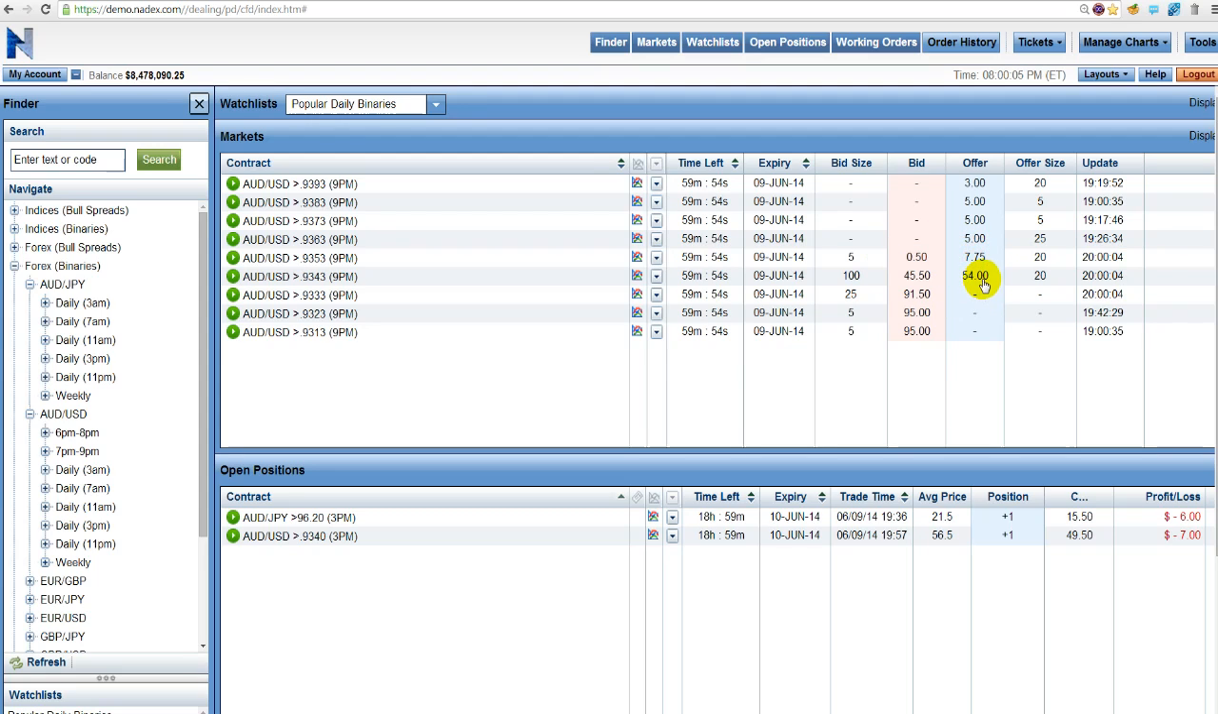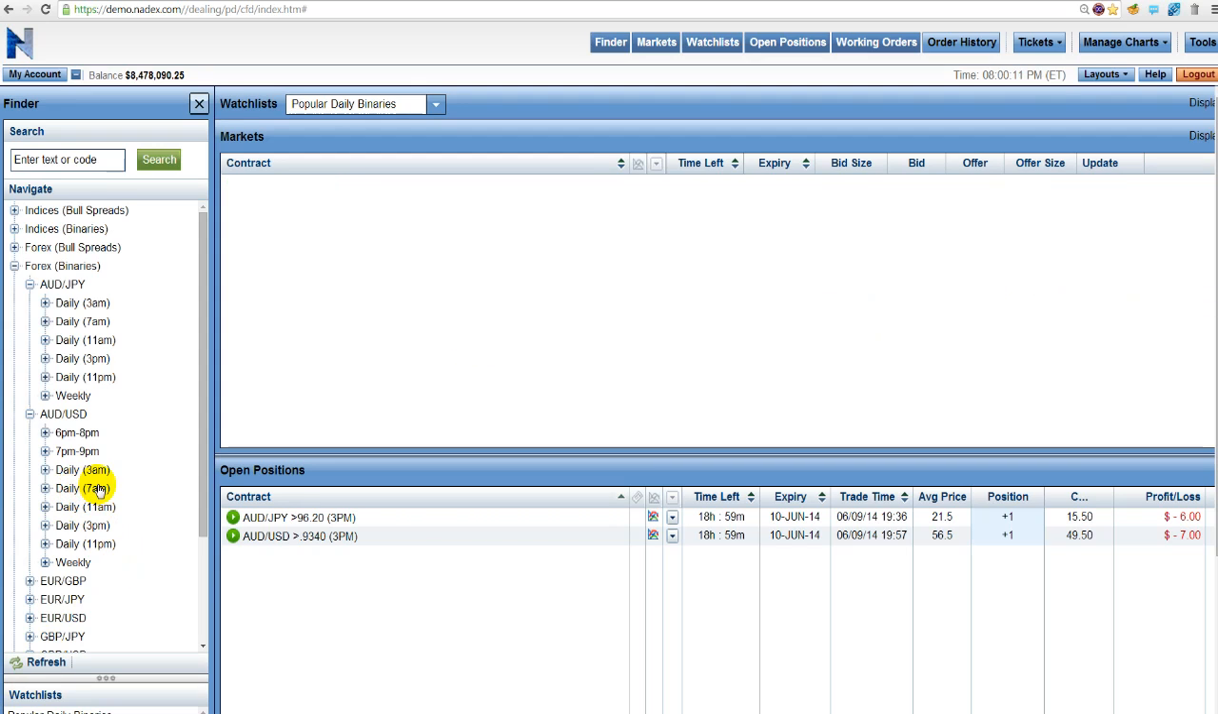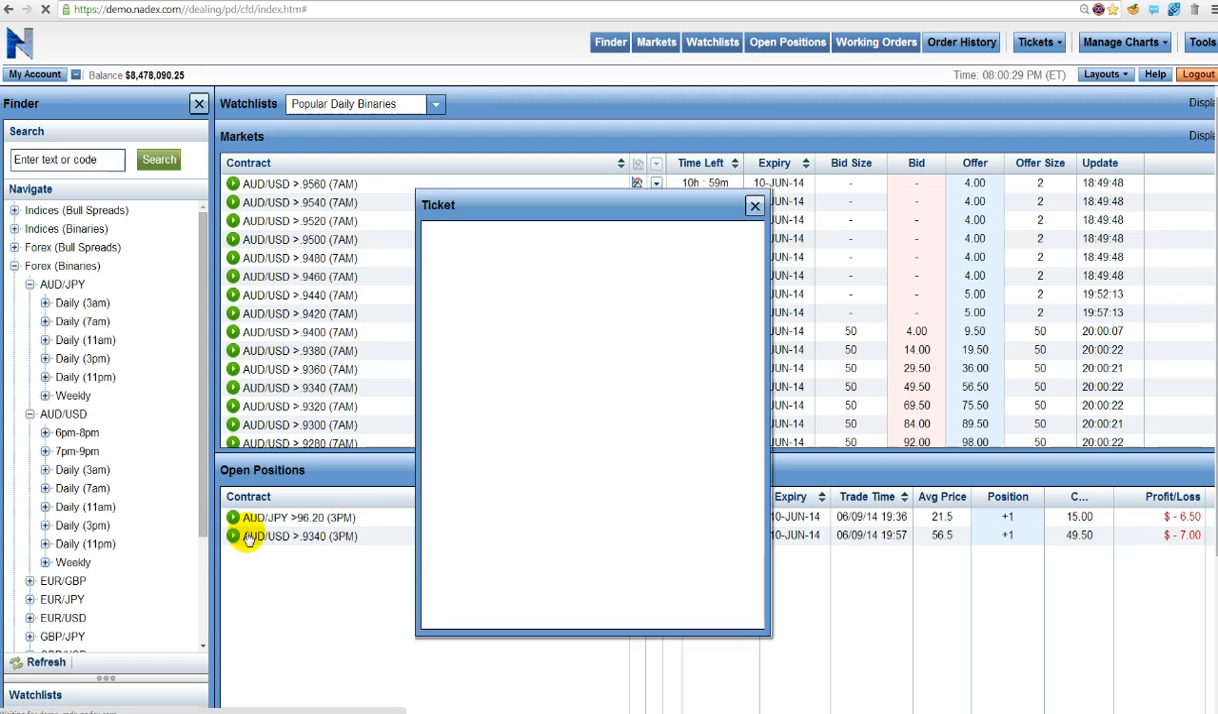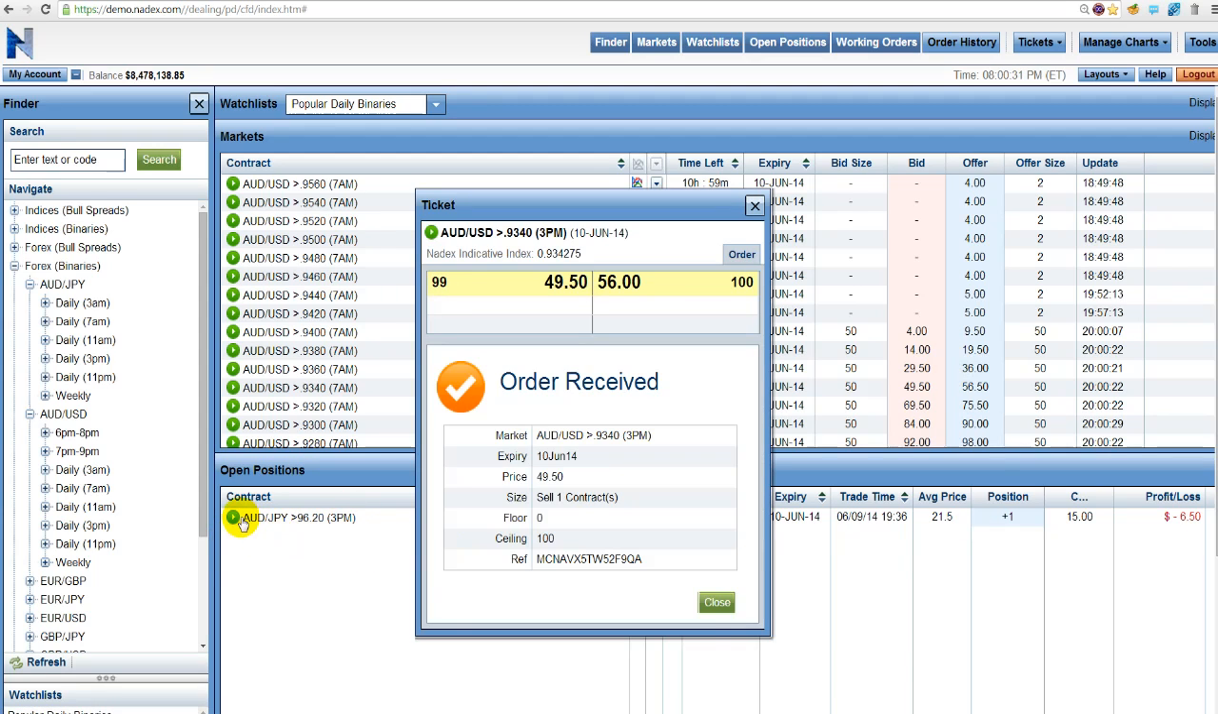What I want you to notice, and we got multiple market makers in here. Let me see if I can find something that's not as clean. There we go. That's better. We'll go over here to 7 a.m. because this is a little cleaner for what I want to teach you. The bid offer spread right now is like $5.50 on this contract. And we'll close these out just to get rid of them.